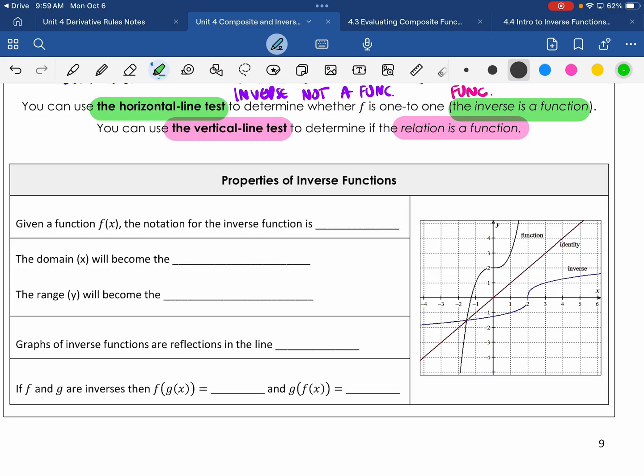So let's talk about some properties down here. The notation for inverse is a little -1 that looks like it's in the exponent, but it's not an exponent, it means inverse. So the little -1 after the f is what inverse stands for. And you read that as f inverse of x.